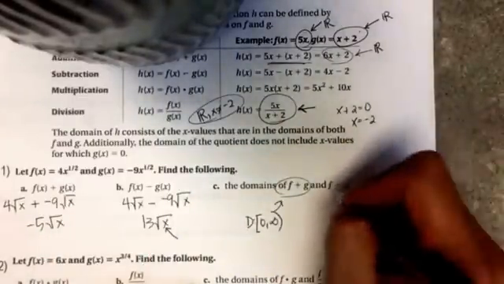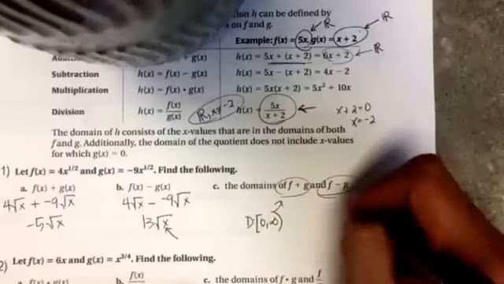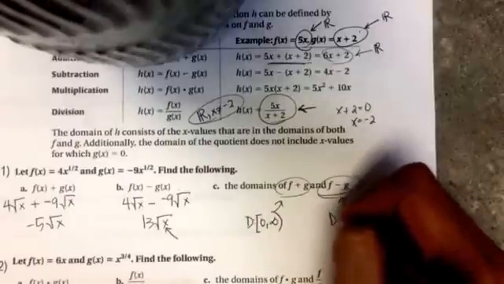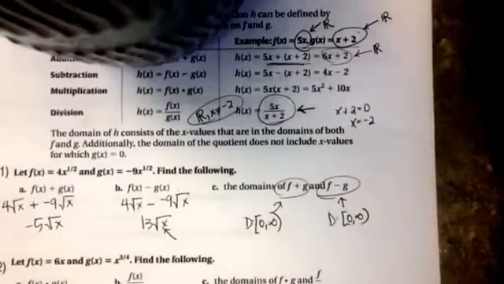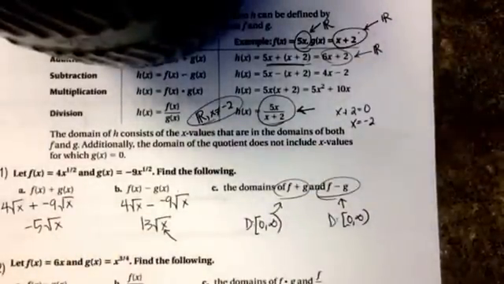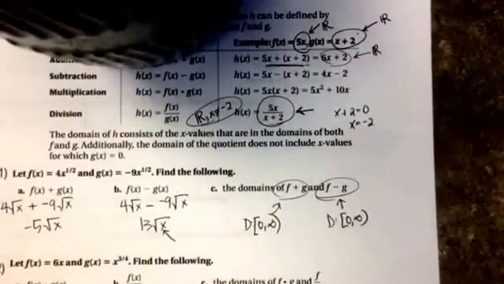Now what we figure out is that the addition and subtraction domains actually end up being the exact same because they both have the exact same issue. They both have square roots in them, which means both of them have to lose out on using any negative numbers.